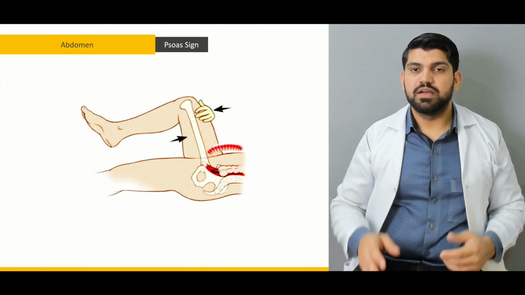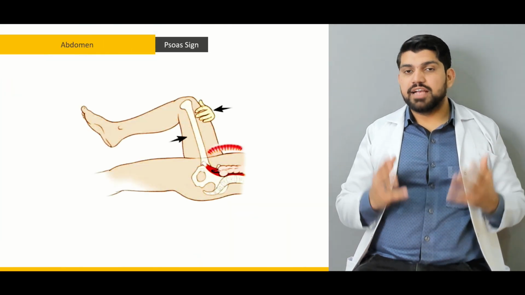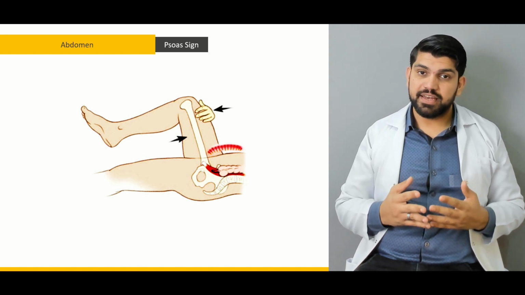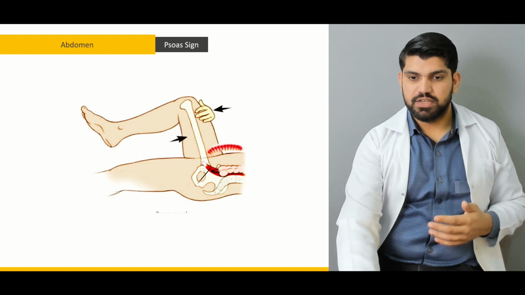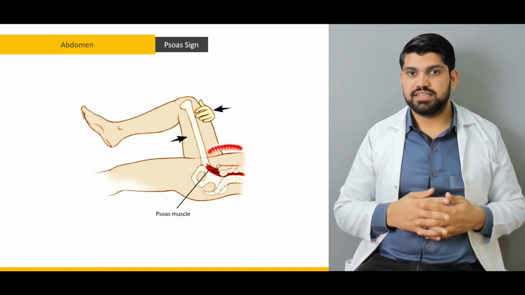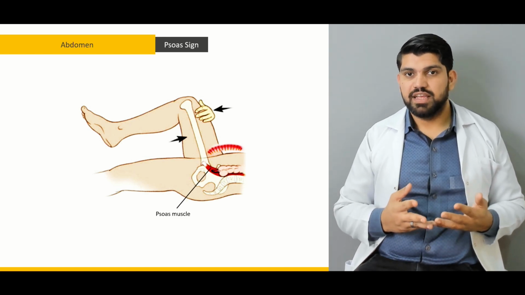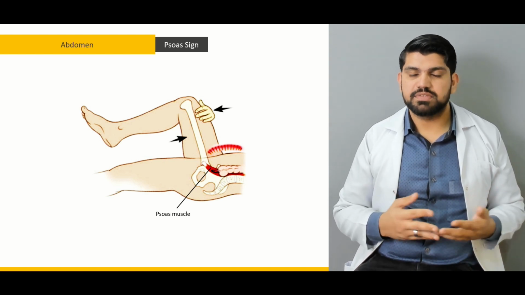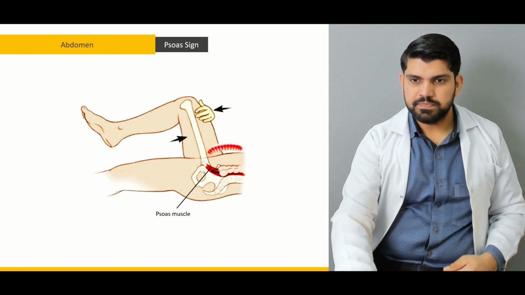So, psoas sign. How do you do that? You ask the patient to flex against your hand, and there is pain in the psoas muscle. You can see here, psoas muscle tenderness. This is psoas sign. It can be in psoas abscess, psoas muscle tenderness, or at times in acute appendicitis.